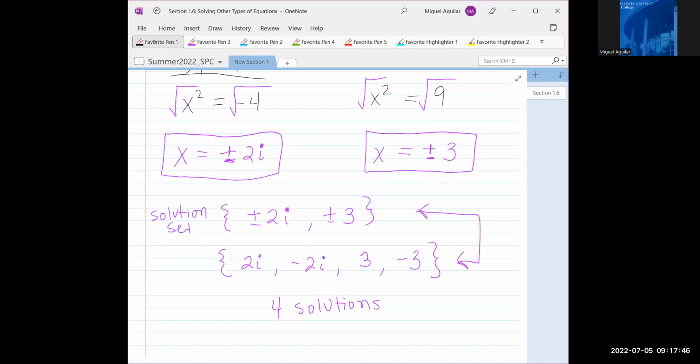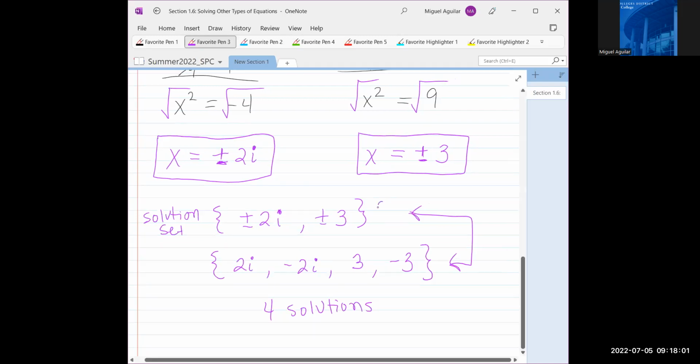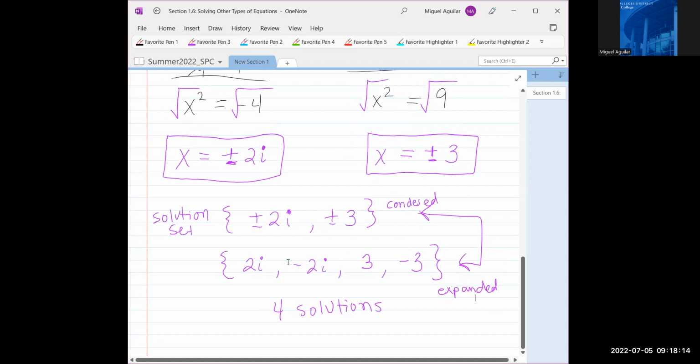So what I was saying is that in MyLab Math, they'll accept it as the first version, the condensed version, that's fine. But you need to be able to look at both of those and say, oh, those are the same solution set. This one is just condensed. This one is just expanded out. Got it. Thank you. Any other questions?